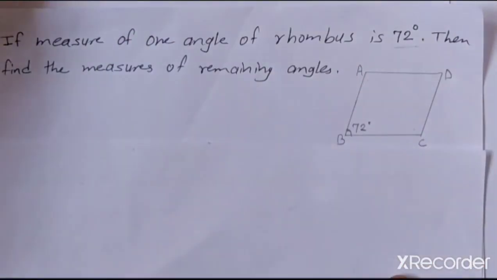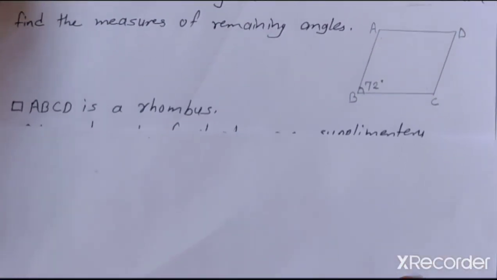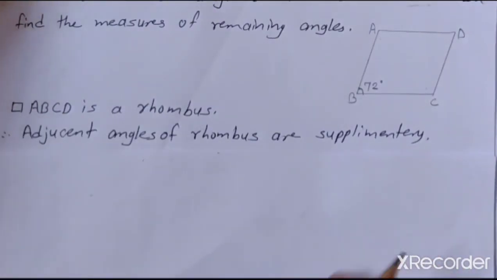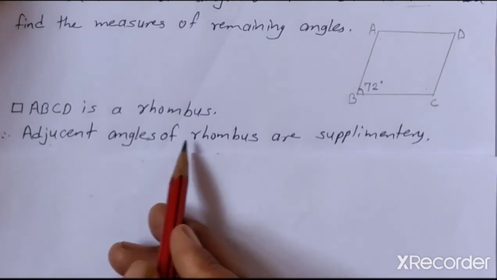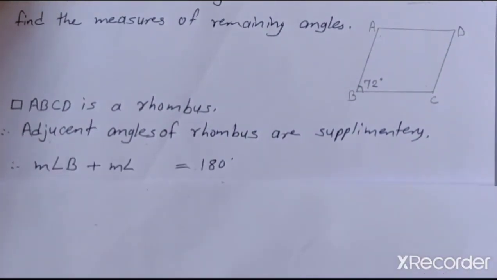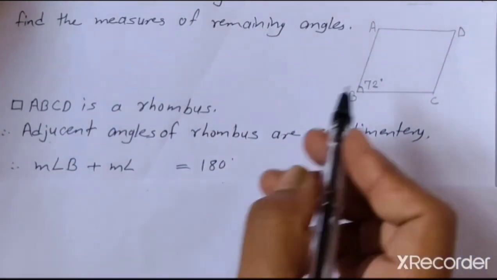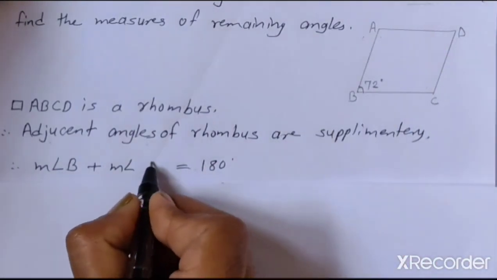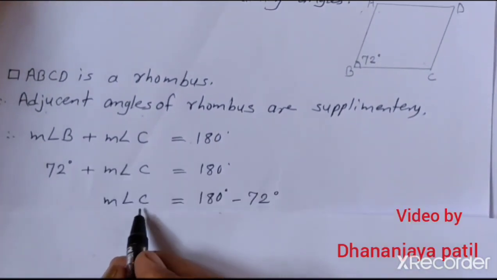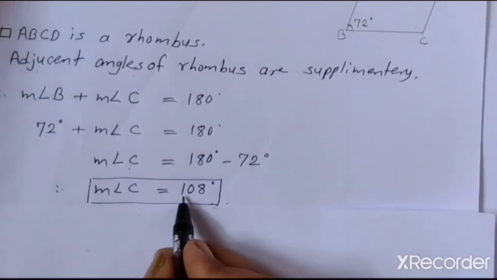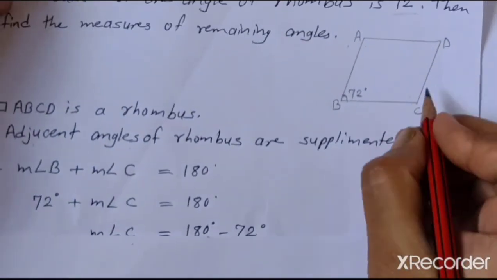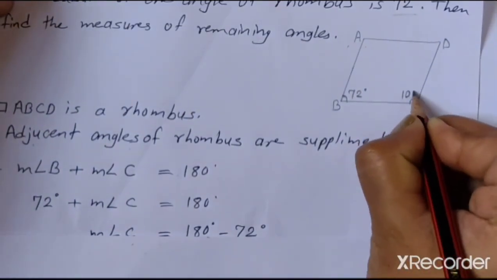We know some properties. Here I consider this rectangle as a rhombus. From one property, adjacent angles of rhombus are supplementary. Therefore, this measure of angle B plus measure of angle, we can select any one. Here I select suppose angle C. So after substituting, we will get this measure of angle C is equal to 108 degree. Now from this figure, here we get this measure is equal to 108 degree.